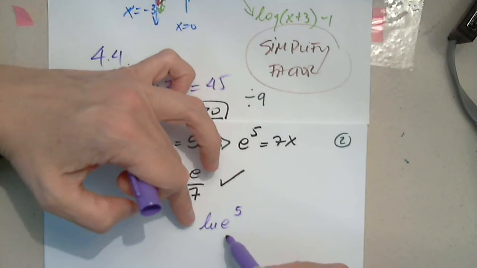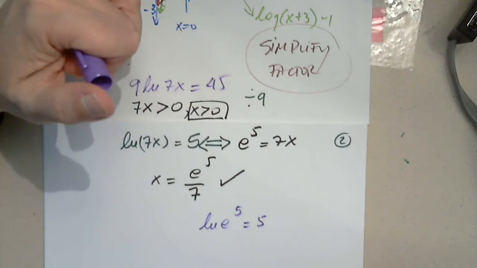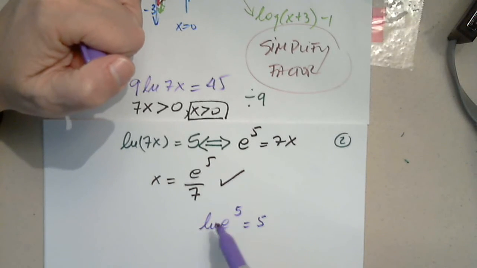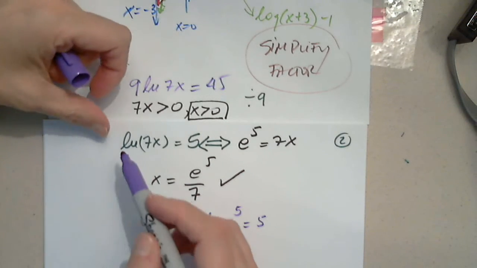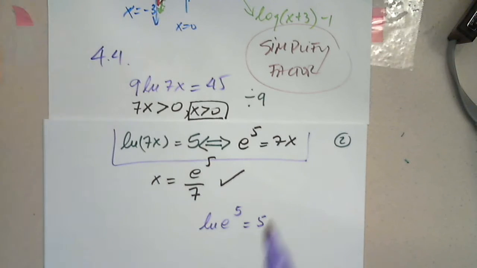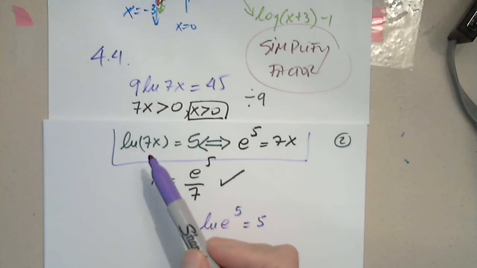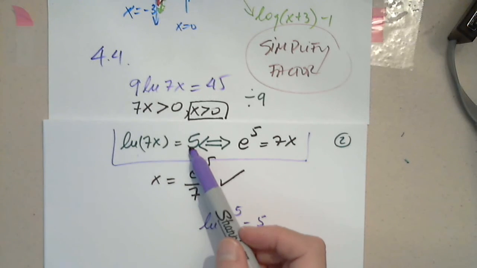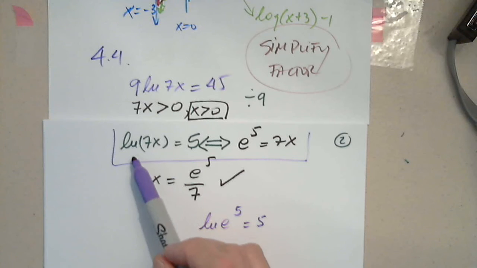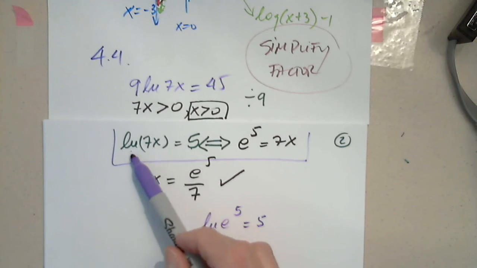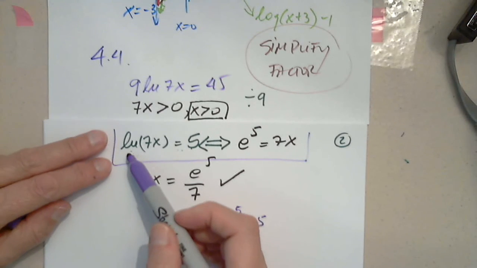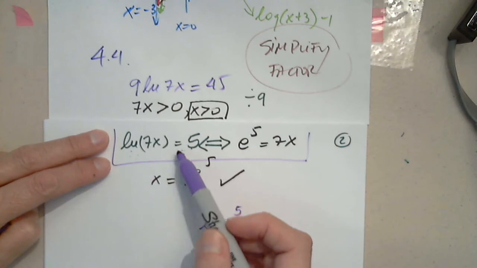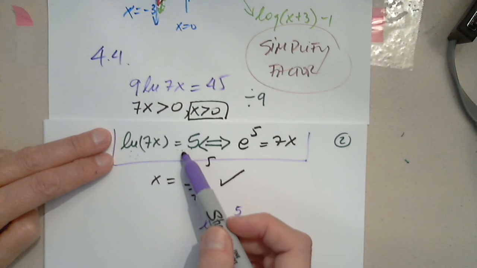Because natural log e to the 5th power is 5 times natural log e. But there is no need to do that, because this is a very important concept. So this is the easiest thing to do: e raised to this power equals that. You cannot change this into log. You have to change it into the same log. If I have log here, then I have log here. If I have ln here, I have to have ln here.